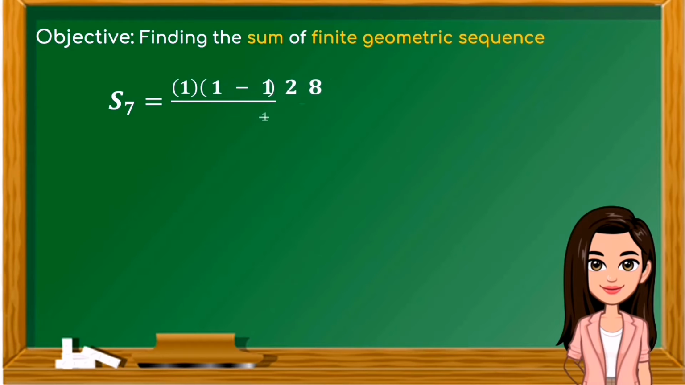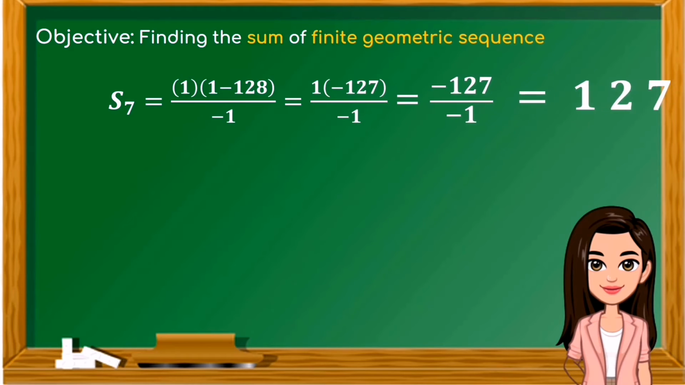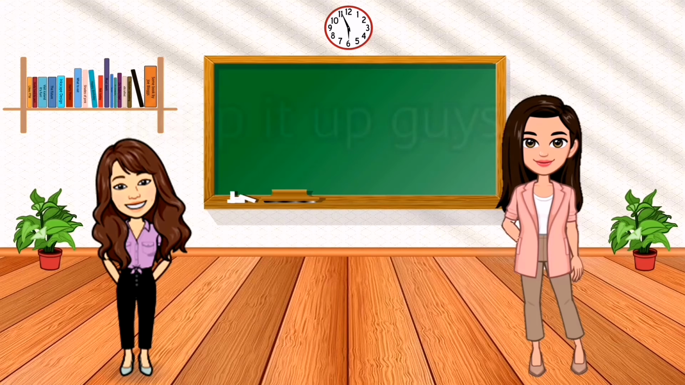Again, S sub 7 is equal to the product of 1, quantity 1 minus 128, divided by negative 1, which is equal to 1 times negative 127, which is negative 127, divided by negative 1, which is positive 127. Pam's saving is 127. Remember, the pizza cost is 125 pesos.